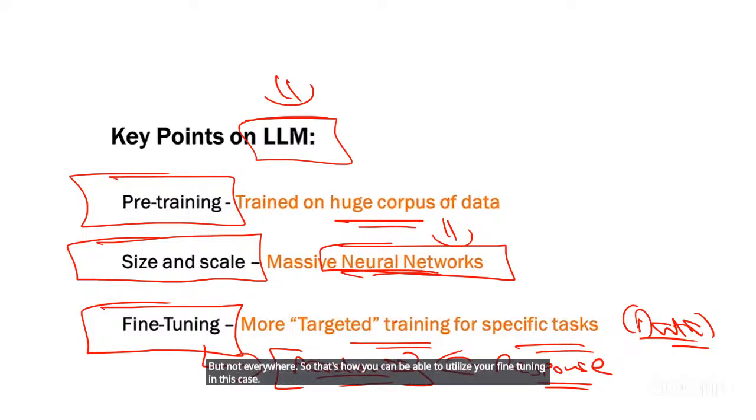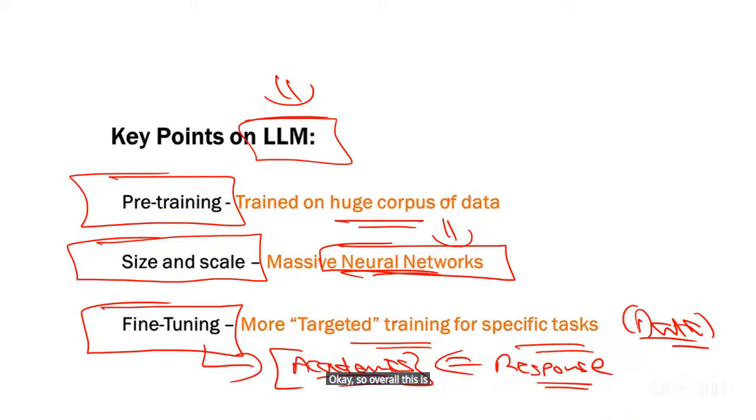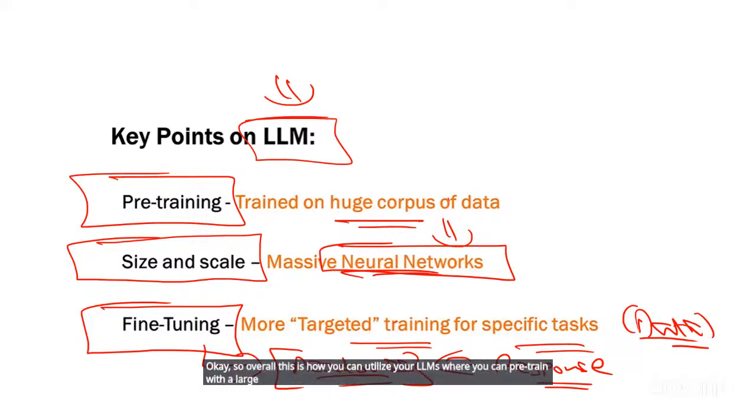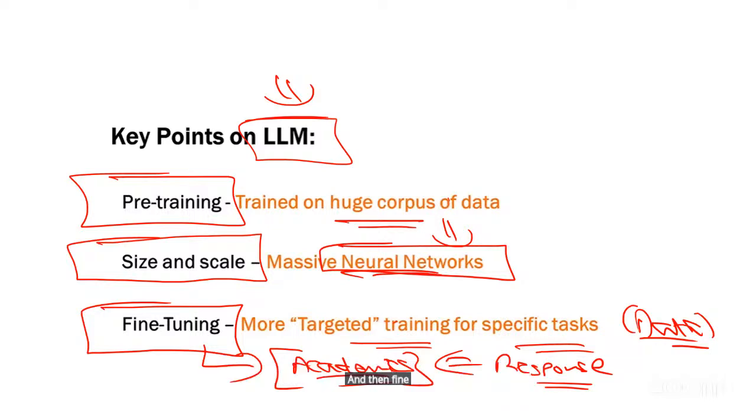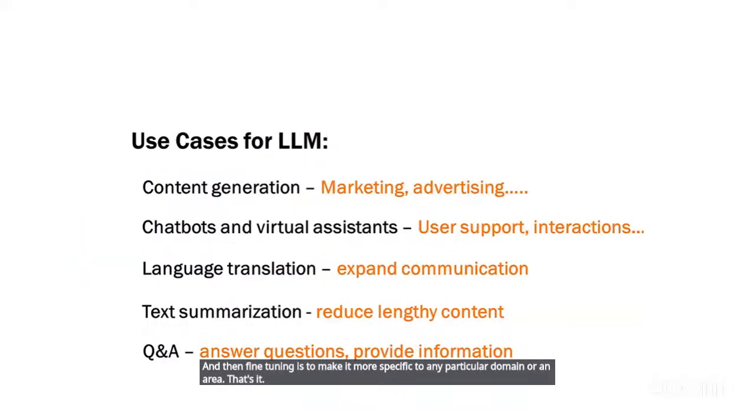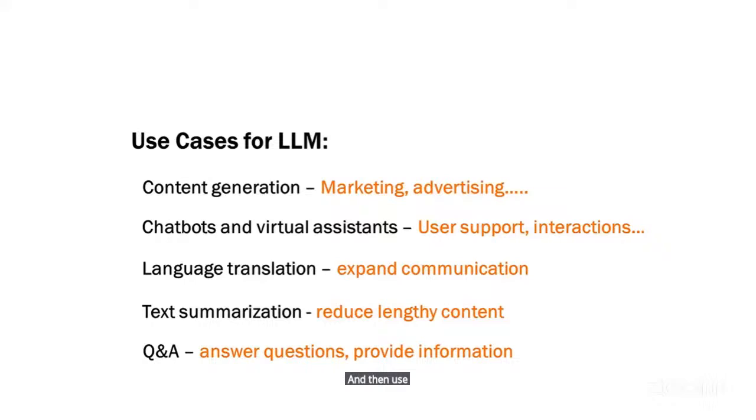Overall, this is how you can utilize your LLMs: you can pre-train with a large amount of data, and they use their massive neural network to learn everything on their own. Then fine tuning is to make it more specific to any particular domain or area. That's it. Then the use cases: LLMs means your ChatGPT, Copilot, and Gemini.